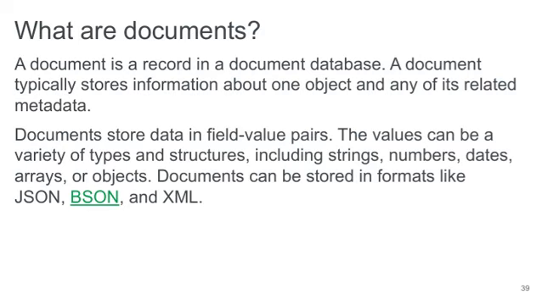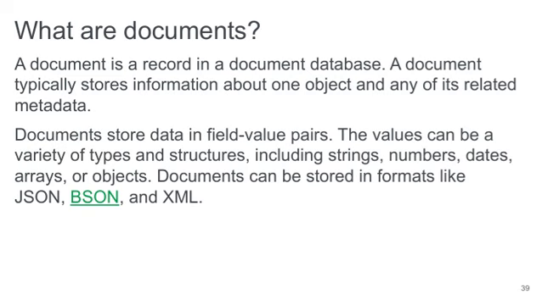So, what are documents? Well, in a document database, a document is essentially a record that holds information about a specific object. Think of it as a snapshot of all the details related to that object, including any associated metadata that helps describe or categorize it.